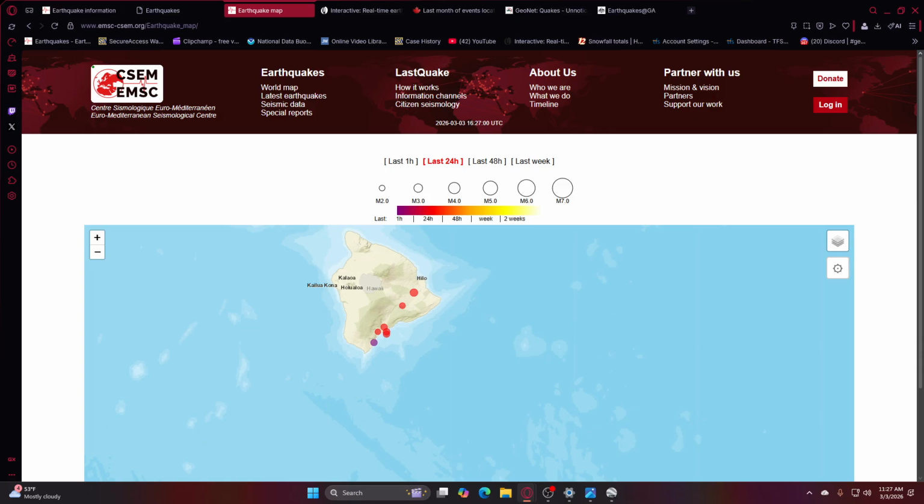If we're looking at earthquakes that have occurred on the Big Island today, there have been 85. The largest inland event was a 3.9 near Pahala.